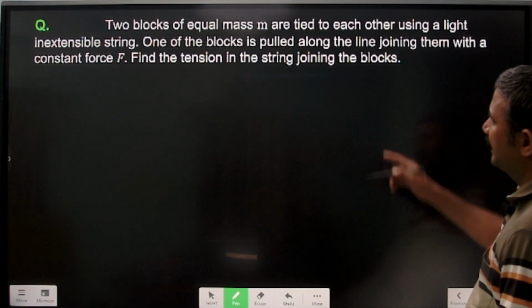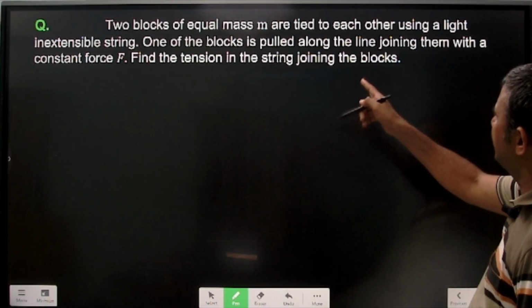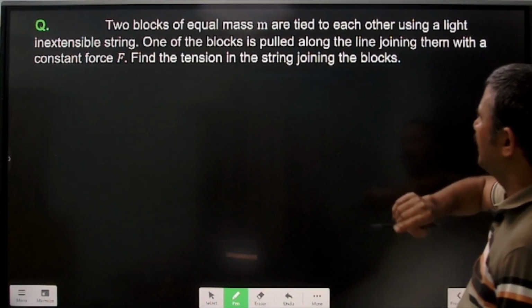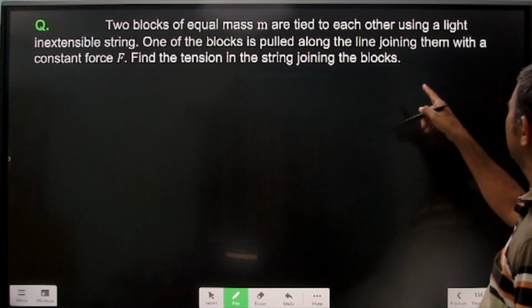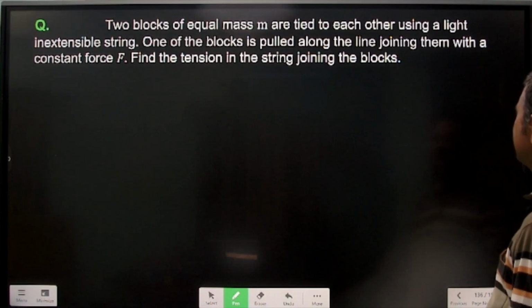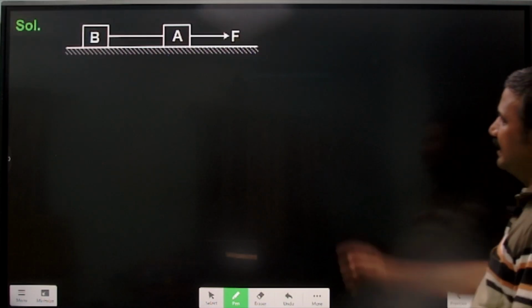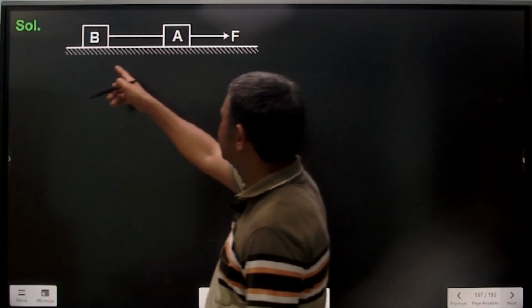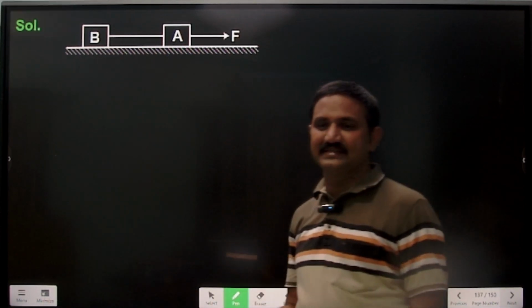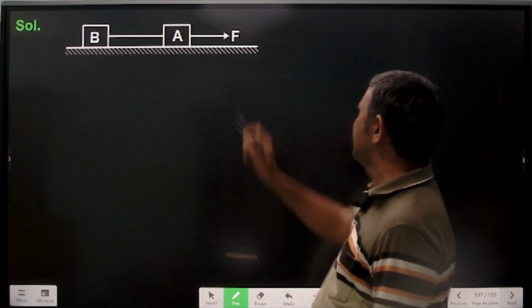And next question, two blocks of equal mass m are tied to each other using a light inextensible string. One of the block is pulled along the line joining them with a constant force F. Find the tension in the string joining the blocks. So here this is object A and this is object B, and between these two objects a string is there, then external force acting on the object.